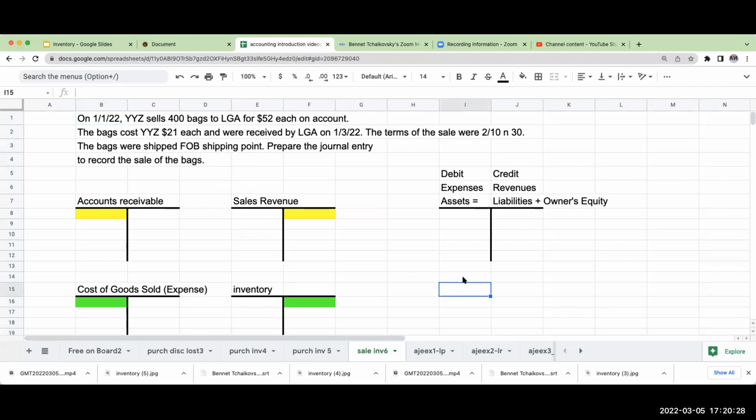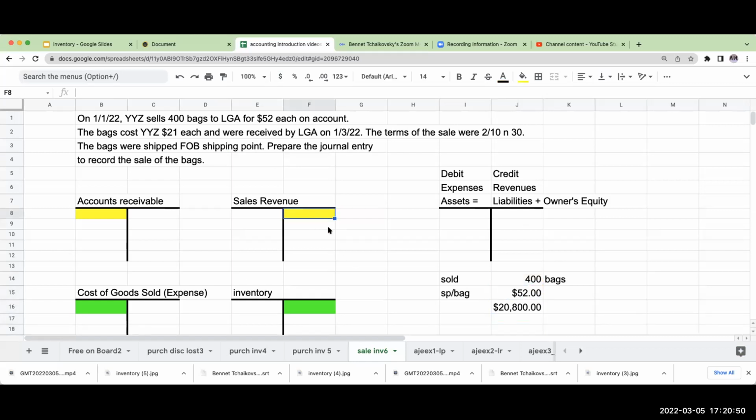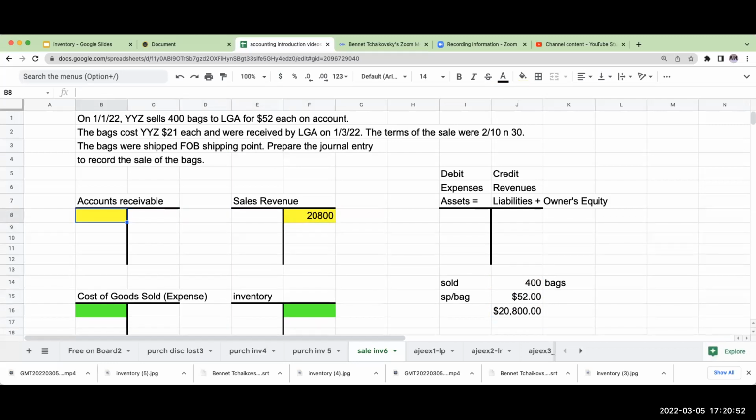Now, how much do I record for the sale? Well, I sold 400 bags, and my sales price per bag was $52 each. So the total amount of the sales revenue I'm going to be recording is $20,800. So I'm going to debit accounts receivable and I'm going to credit sales revenue for $20,800.